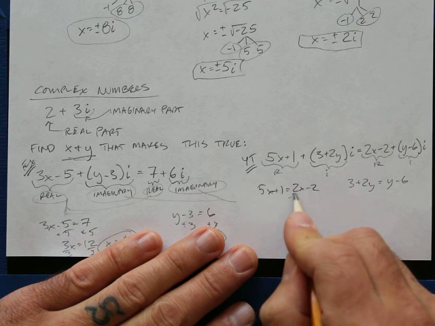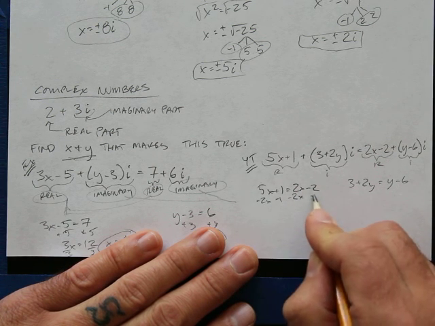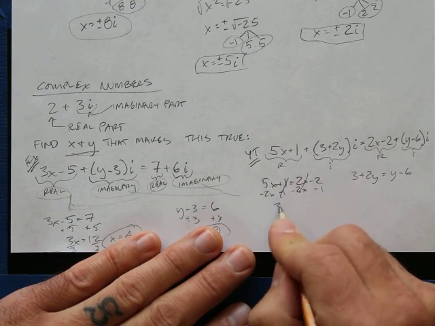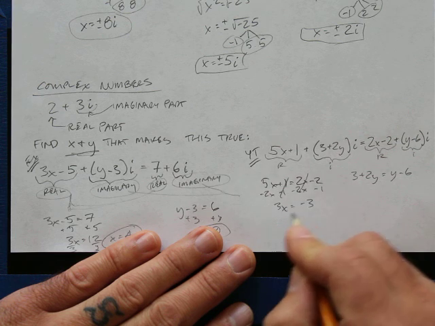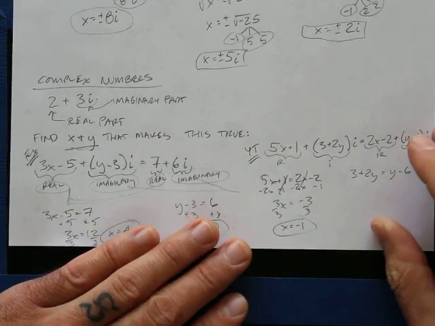I'm going to subtract 2x from both sides, and I'm also going to subtract 1 from both sides. The 2x's go away, the 1's go away. Now I've got 3x equals negative 3, divide by 3, x equals negative 1.